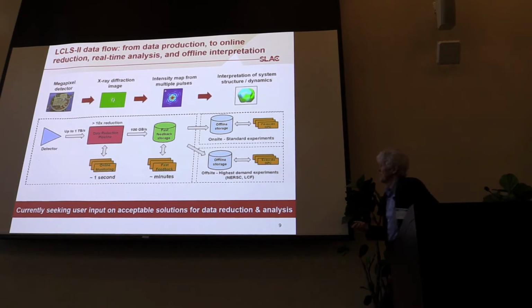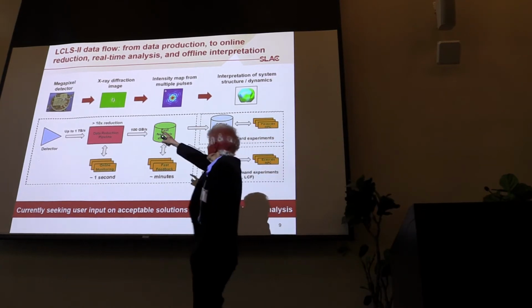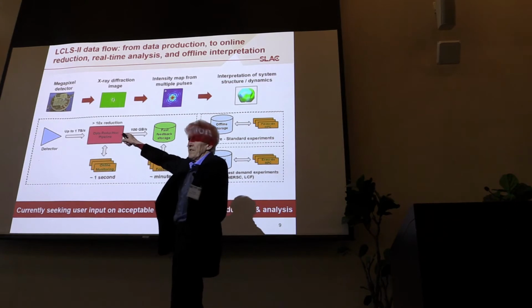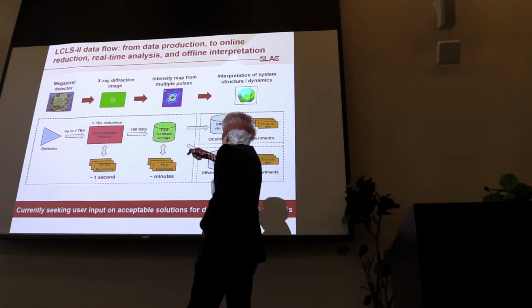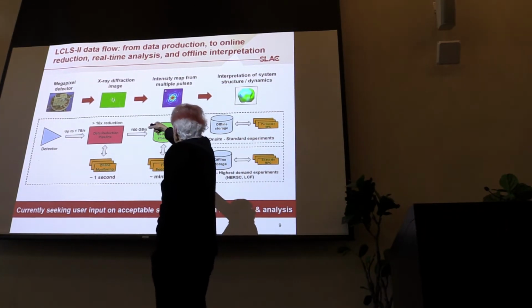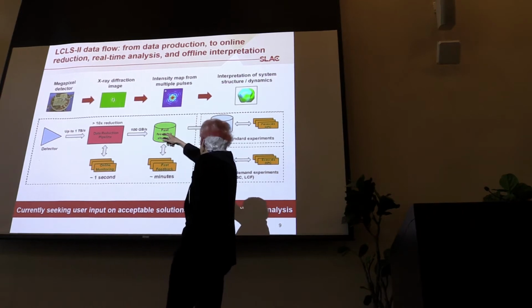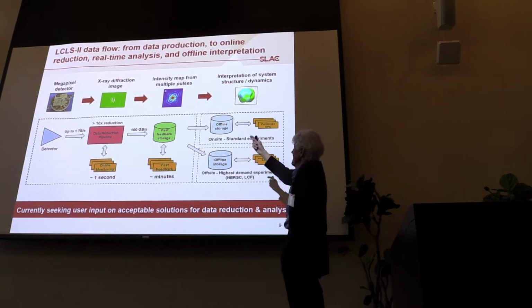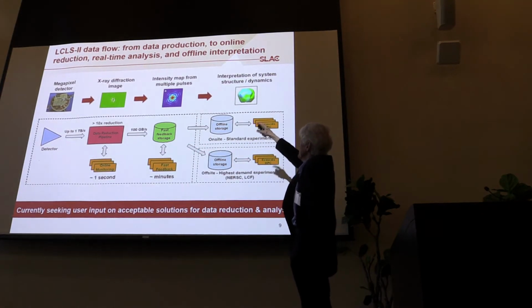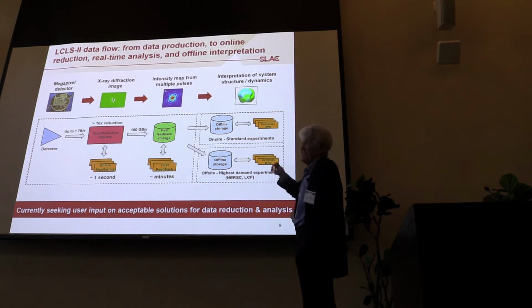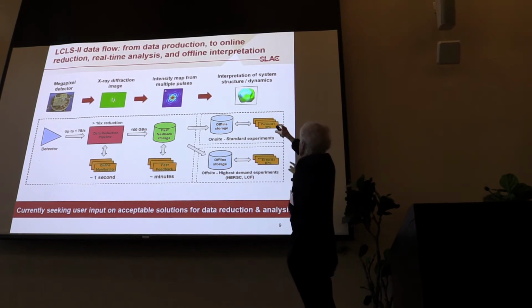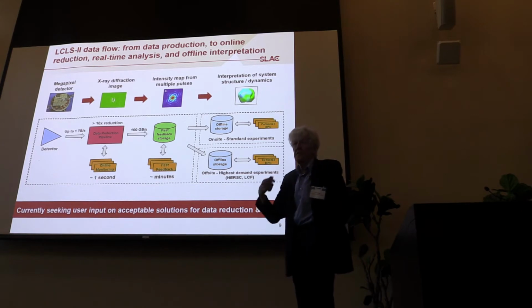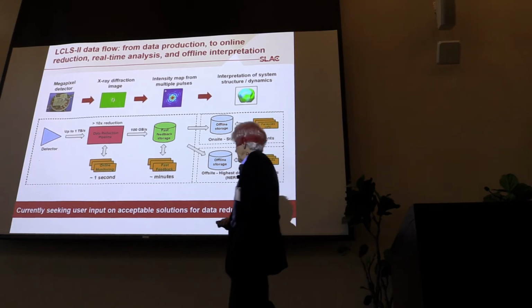So this shows you the data flow. You've got a detector that sees the diffraction of the X-rays, so you get the X-ray diffraction pattern there. You put together multiple pulses to begin to see a very clear diffraction pattern. And then by reverse engineering the diffraction pattern, you can interpret the structure of the system that you're actually bombarding with the X-rays.